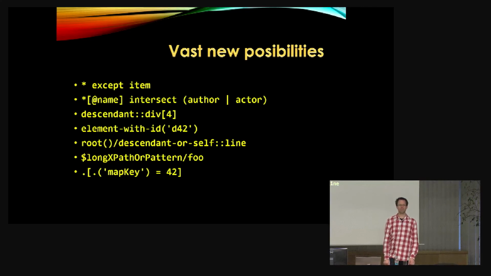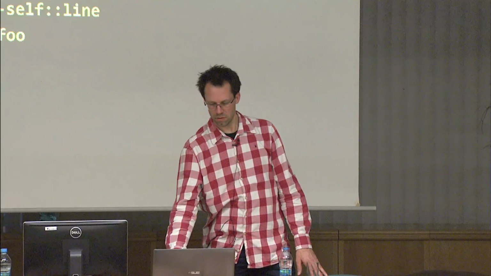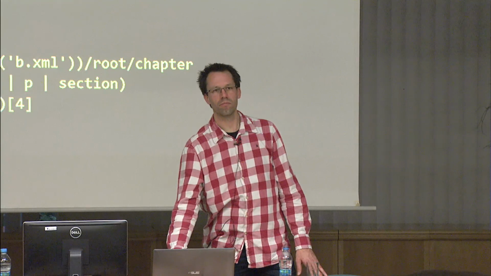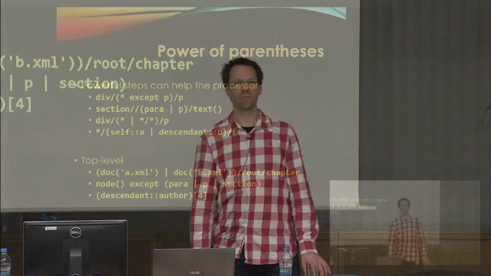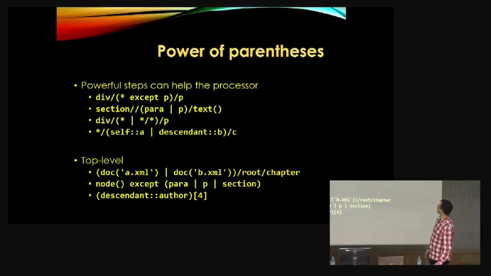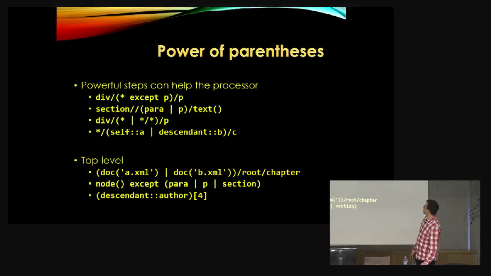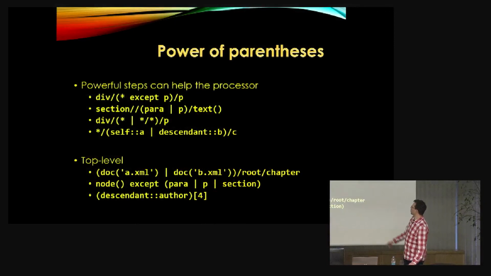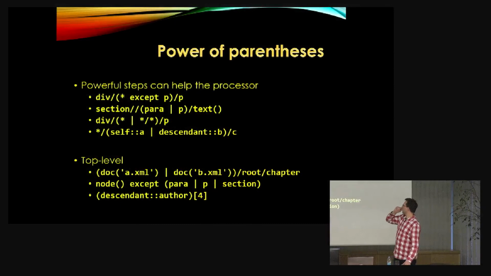And the last question. The subsequent slide, power of parentheses, you explained something that I don't understand. You said that div asterisk except p/p will match the first p, but I don't understand that. I would say it will match the first child of anything but a p. Maybe I don't understand the notation. The first one, right? Yes.